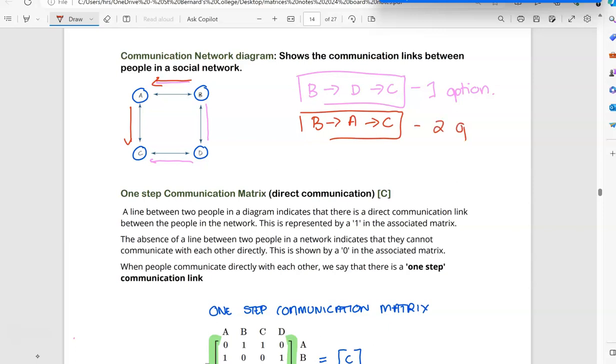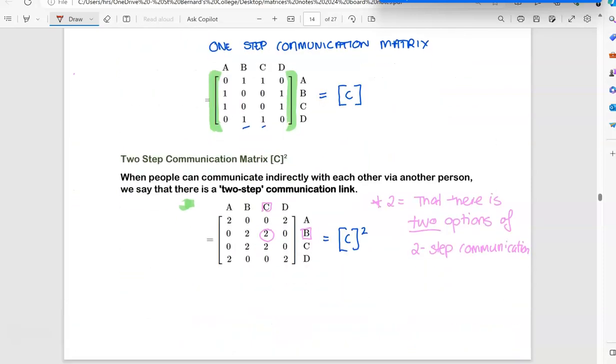So that is why that 2-step communication has a 2 there. That's why it's a 2, because there are 2 options. So you could get asked what they are, and then you tell me. If there was a 3, there might have been another way for it to go, but there wasn't. All right.